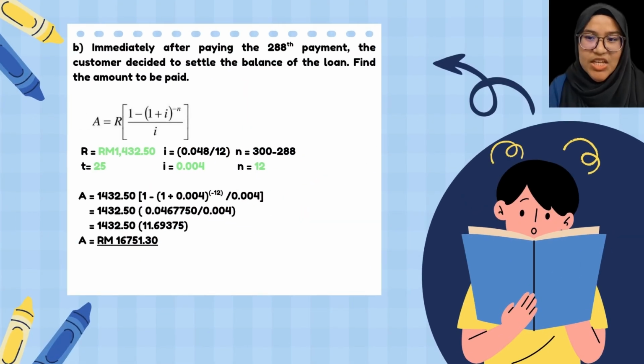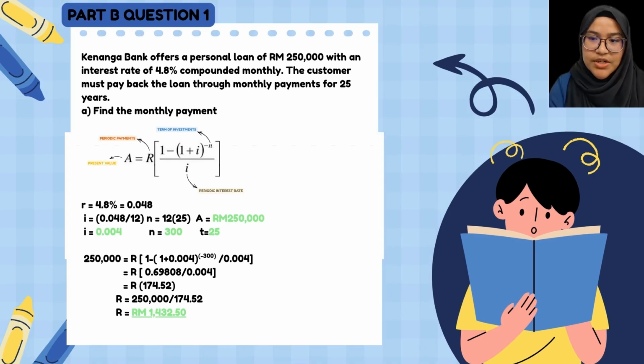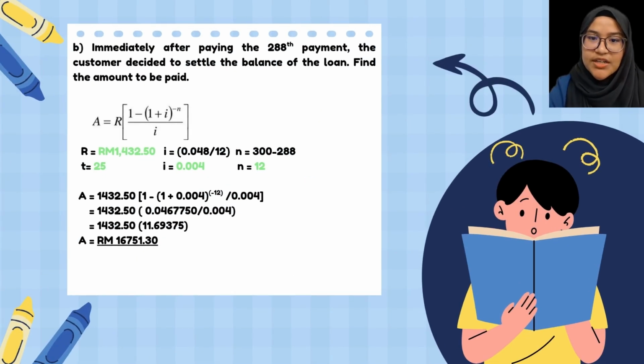For question D, immediately after paying the 288th payment, the customer decided to settle the balance of the loan. Find the amount to be paid. So we have to find the remaining that the customer needs to pay. In order to settle all the loan, we have to use the present value formula also, which is A equals to R in bracket 1 minus 1 plus I to the power of negative n over I close bracket. So for R, we already get the answer in question A just now, which is 1,432 ringgit and 50 cents.